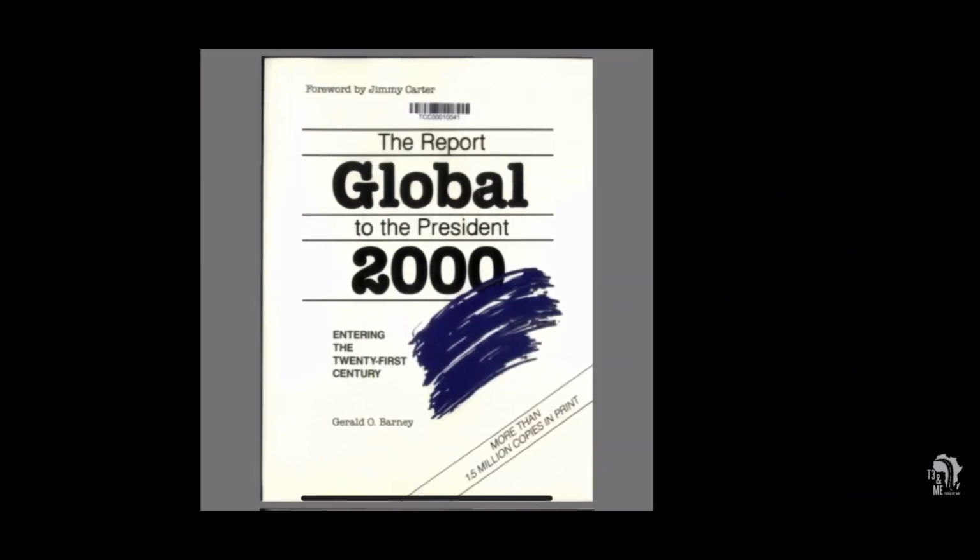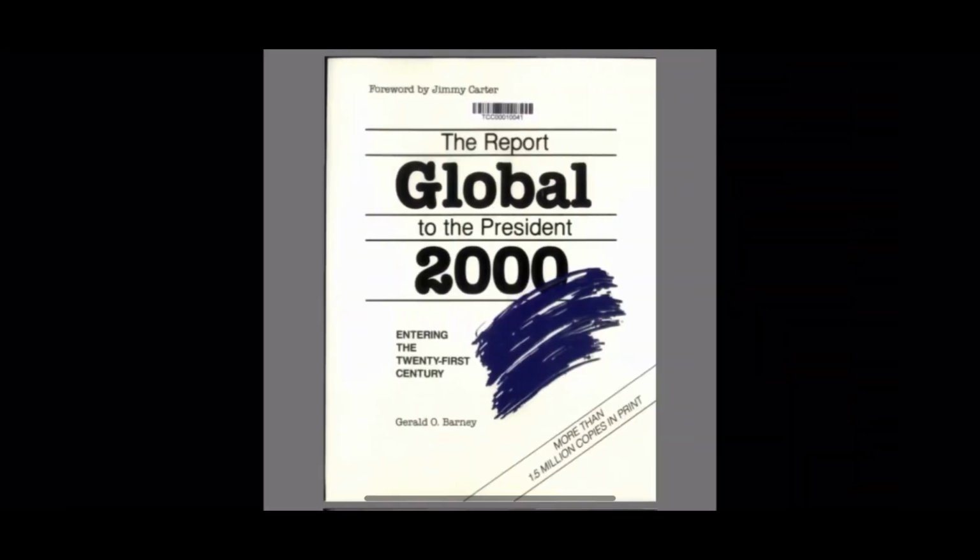This report in the year 1980 was called Global 2000 Report to the President. You can look this up. And I'm just gonna point out some key points from this report. The report found that there would be 0 population growth for the whites by the year 2000. So we're in 2025. So we're 25 years past their projection. So we see why things are happening the way they are right now.